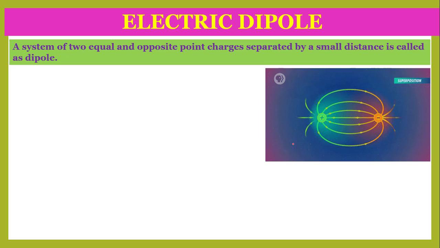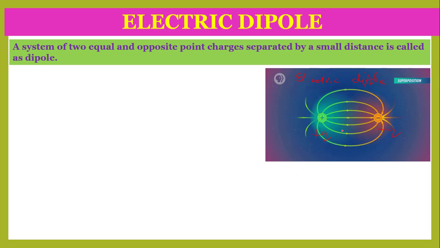In this diagram, this is plus Q charge and this is minus Q charge, and these two charges are point charges, separated by a very small distance. So the condition is that these charges must be equal and opposite point charges separated by some distance. This system of charges separated by a small distance is called the electric dipole.